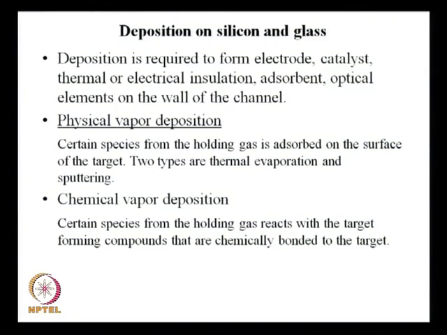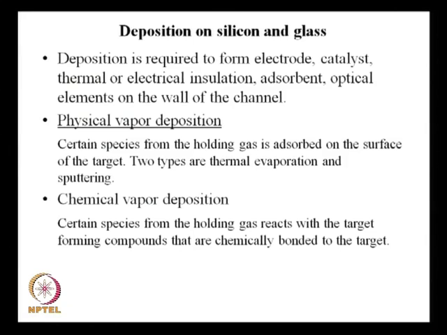So, deposition on silicon and glass, here I already mentioned the reasons for which deposition needs to be done. There are two types of depositions possible. One is physical vapor deposition, where certain species from the holding gas is adsorbed on the surface of the target, and there are two types: thermal evaporation and sputtering. In chemical vapor deposition, certain species from the holding gas reacts with the target, forming compounds that are chemically bonded to the target.